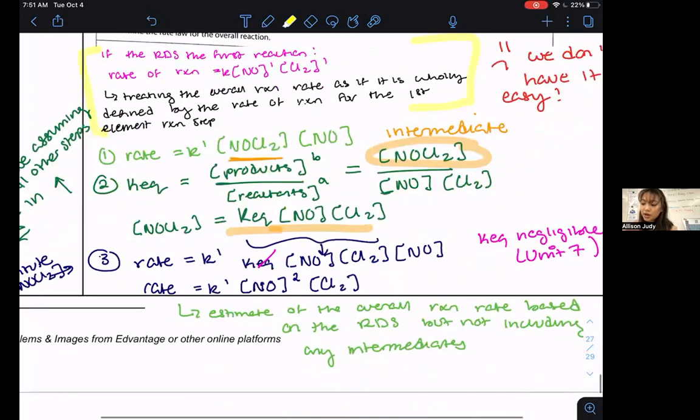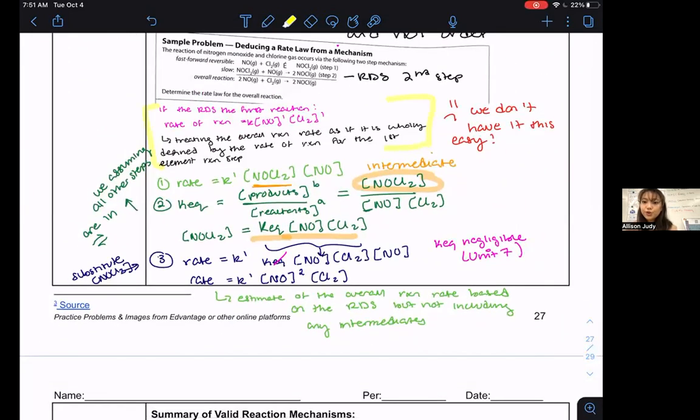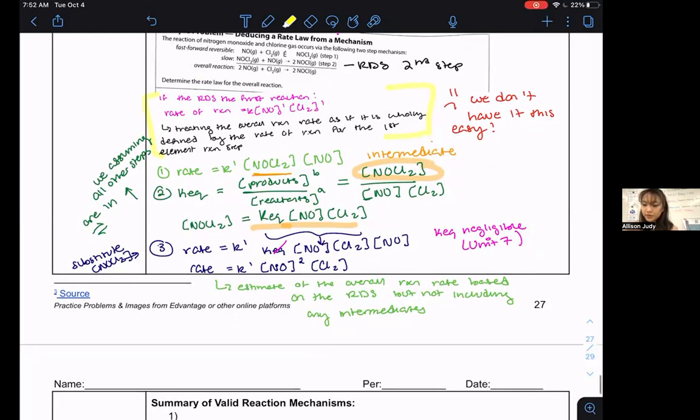This is what gets complicated, when your rate determining step is not your first reaction. You have to assume equilibrium, and you have to get involved with a concept that I haven't taught yet until unit 7. You're just going to have to trust me and know how to use the math. I will get to explaining the actual conceptual end of it all with KEQ in unit 7.